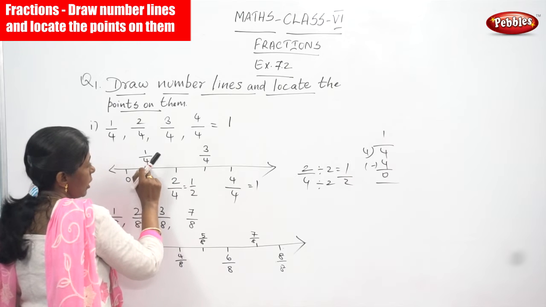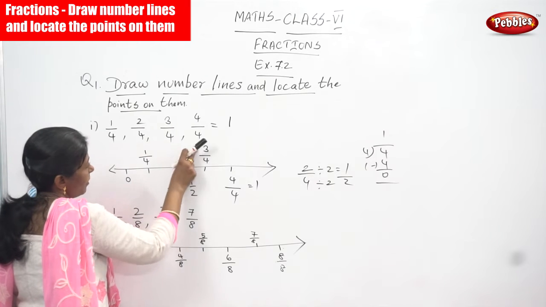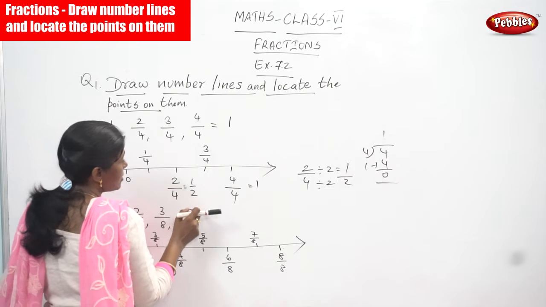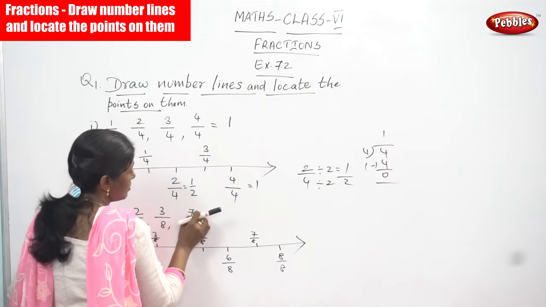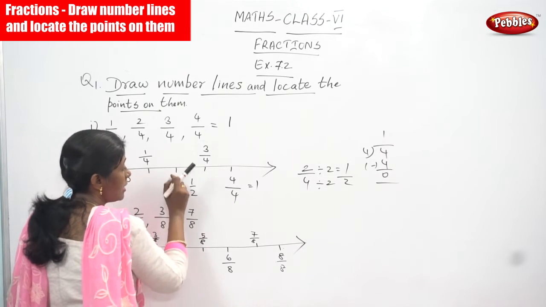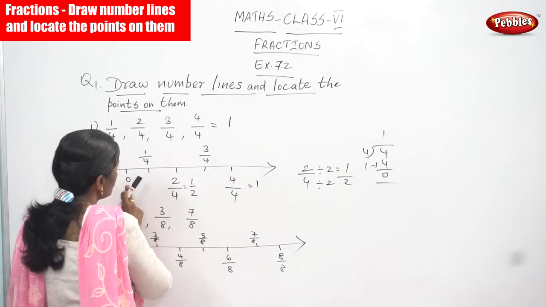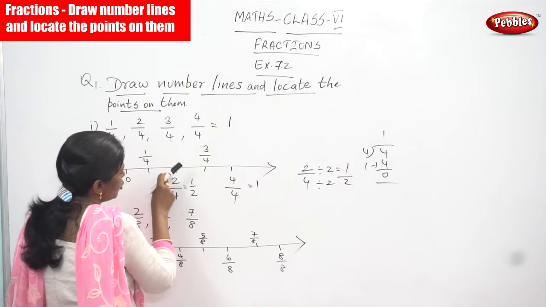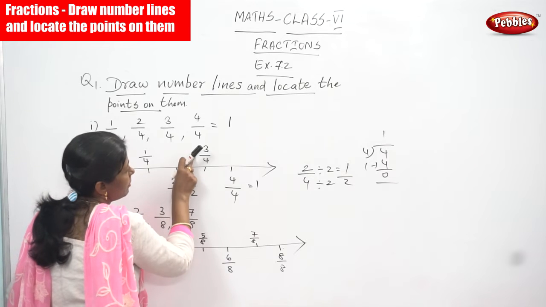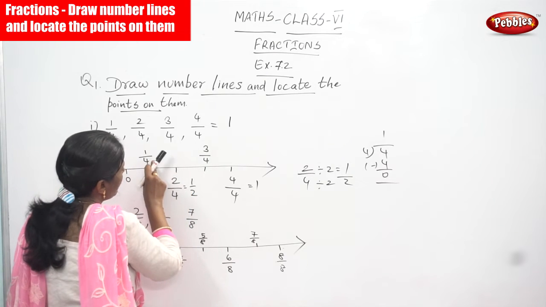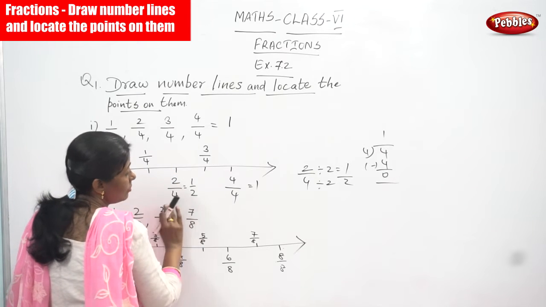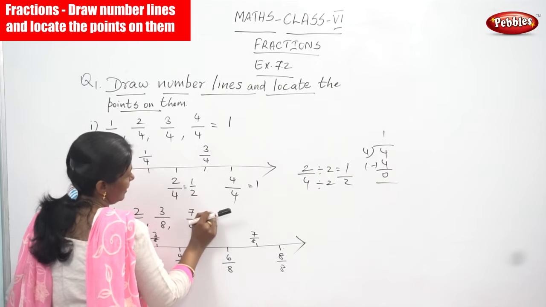I mark the points above the number line, and 2 by 4, 4 by 4 are the even fraction numbers. So these numbers I marked below the number line. So 1 by 4 is an odd fraction, 2 by 4 is an even fraction, and 3 by 4 is an odd fraction. So 1 by 4 and 3 by 4 I marked above the number line, and 2 by 4 and 4 by 4 are even fractions, so I marked below the number line.